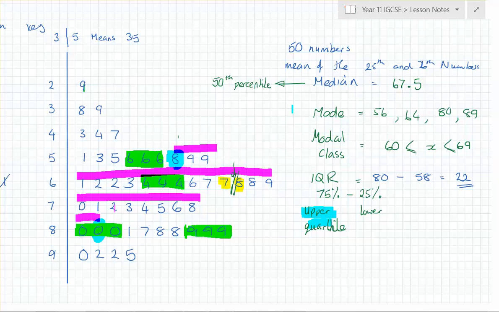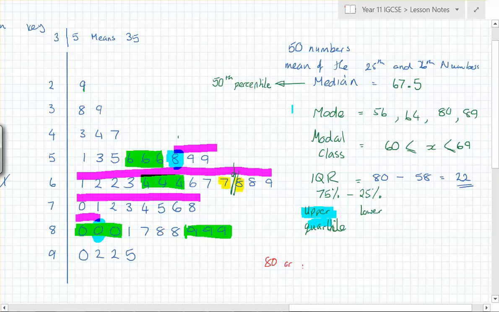Let's have a look at what else we need to be able to do. So we just answer these questions then. What percentage of the students scored 80 or more for the test? So 80 or more for the test is 1, 2, 3, 4, 5, 6, 7, 8, 9, 10, 11, 12, 13, 14. So 14 out of the 50 is 28%. Good, a nice easy one when they give you 50s like that.